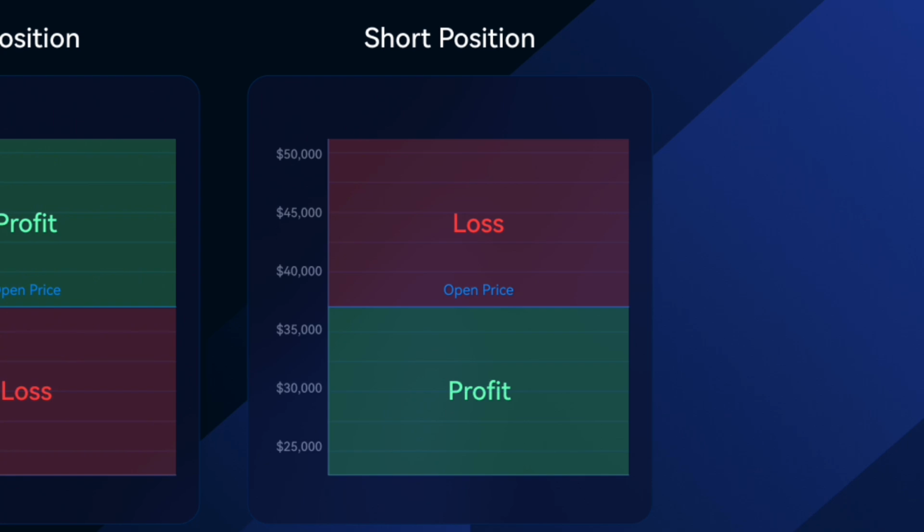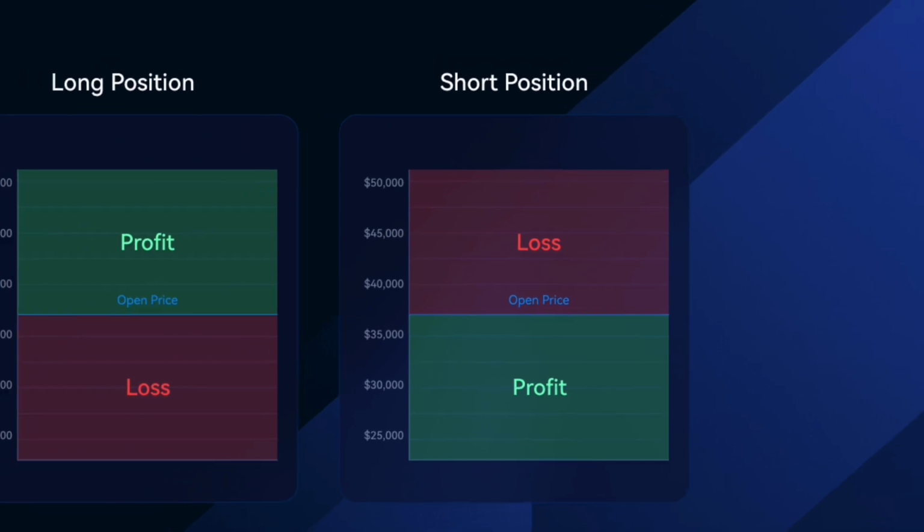In a short position, you sell an asset with the expectation that its price will fall. You make a profit when the price drops below the opening price. If the price rises above the opening price, you start incurring losses.